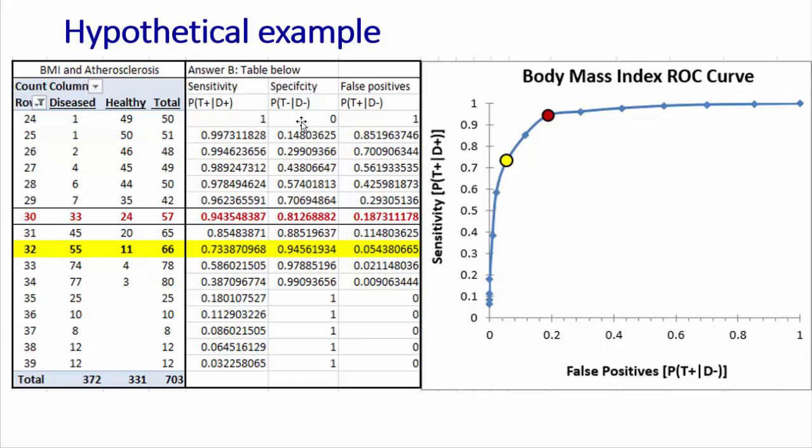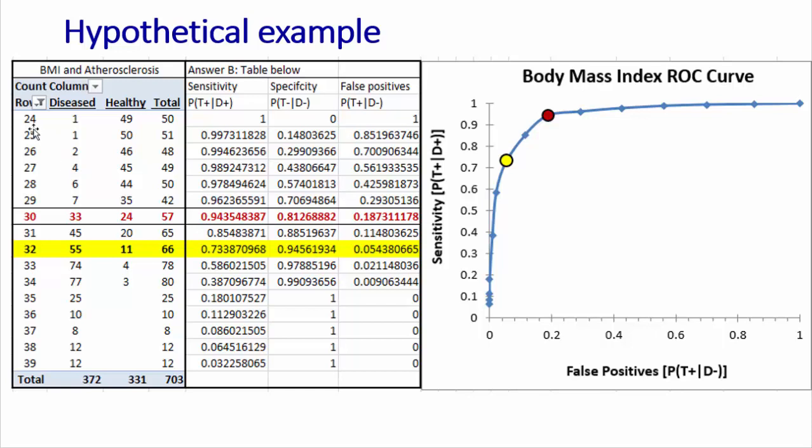sensitivity, specificity, and then false positives. Now, by doing all sensitivity and specificity and false positive of each one of these BMIs, you then create the following table.